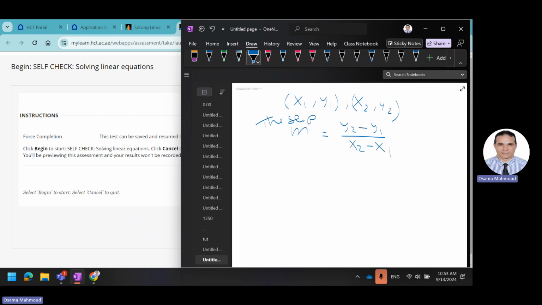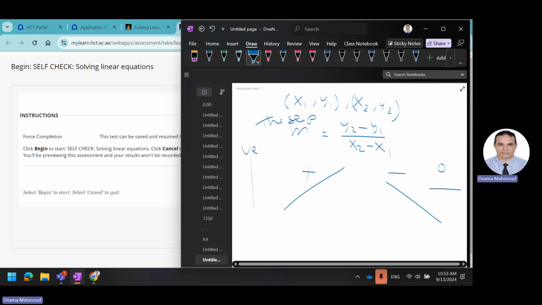So if you get a positive slope, it means your line is going up from left to right. If it is negative, you go down. If it is 0, it is a horizontal line. If it is undefined, it will be a vertical line.